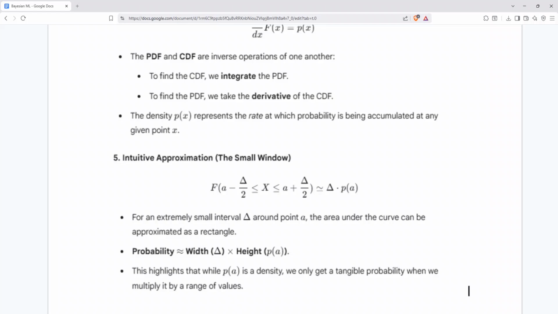And this reinforces everything we've learned. A single point has zero probability. A small interval means small but meaningful probability. Density tells us how fast the probability is building up, and area tells us how much probability we actually have. So now everything connects. Density is like speed, cumulative probability is like the distance traveled, and the probability itself is always about an area over a range.